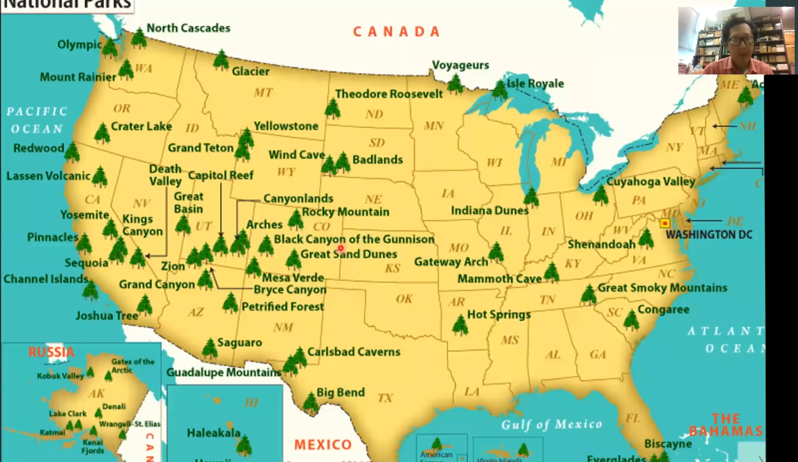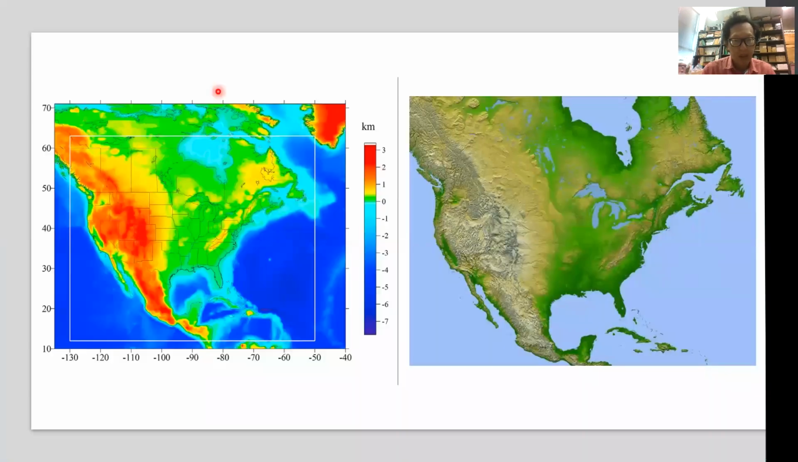So, Glacier National Park is over here in northwest Montana. What I'm going to show you here is the left plot is color coded by elevation, and the right plot is sort of a shaded relief map.